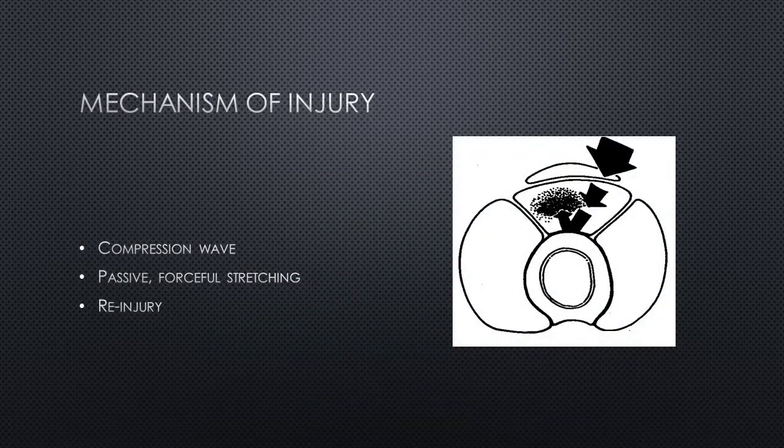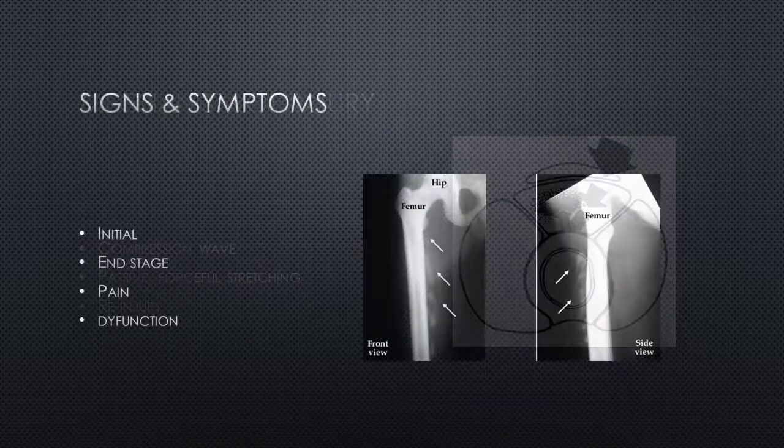The mechanism of myositis is a compression wave due to a direct blow. This can be either an acute incident or it can be a chronic component to MO. Another mechanism is individuals who continue to play after an injury. It can be due to passive forceful stretching or it can be due to re-injury.